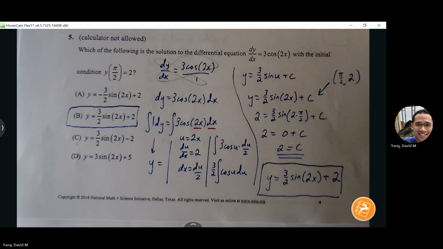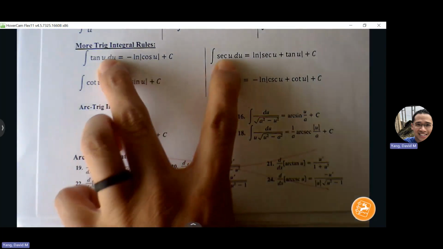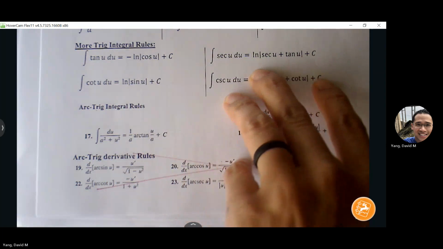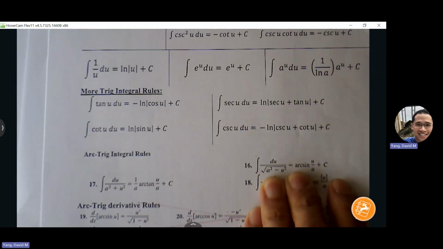How did you know the derivative rule for sine? Because for antiderivatives, why is it not the natural log? Oh, right. So the natural log ones are the newer rules. So these four, right? Integral tangent, integral secant, integral cotangent, integral cosecant. Everything but cosine and sine.